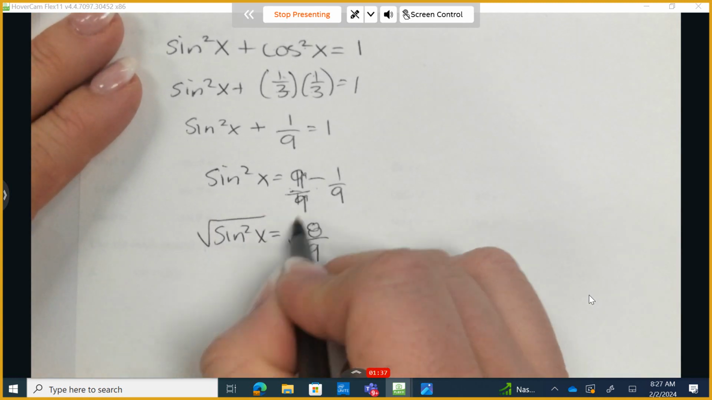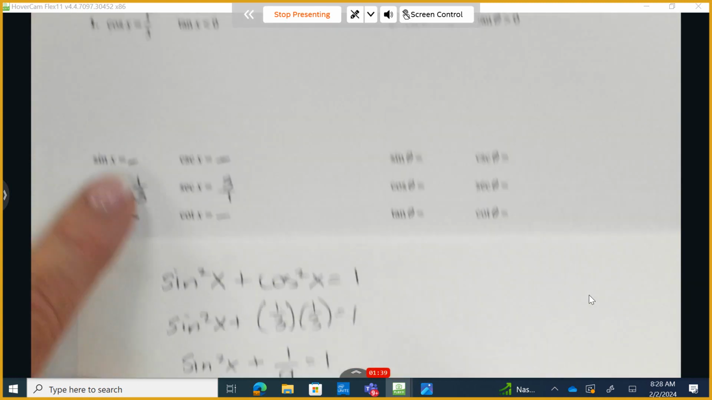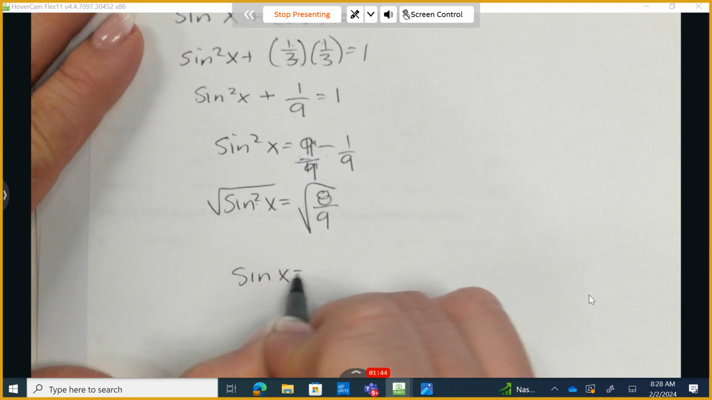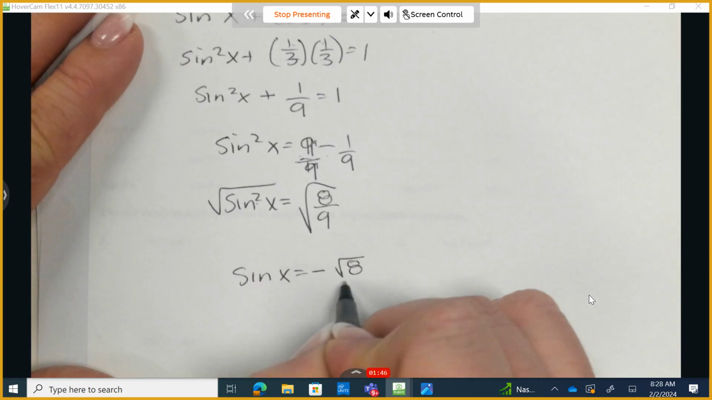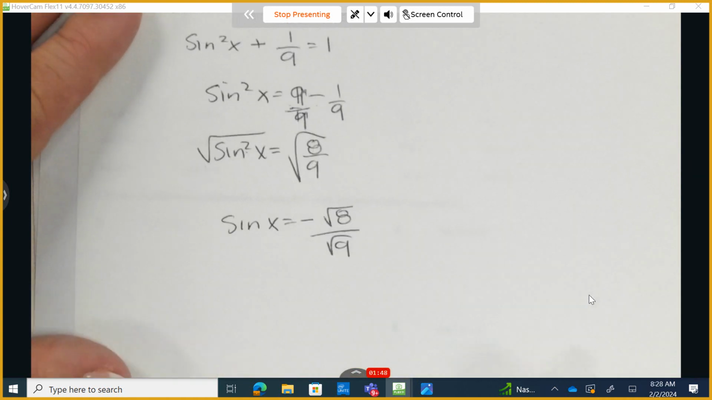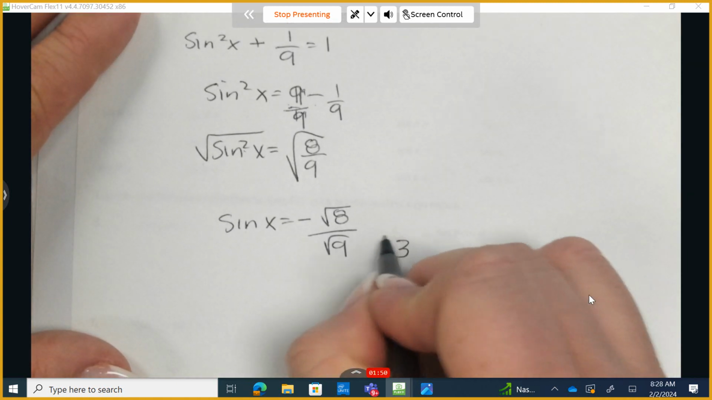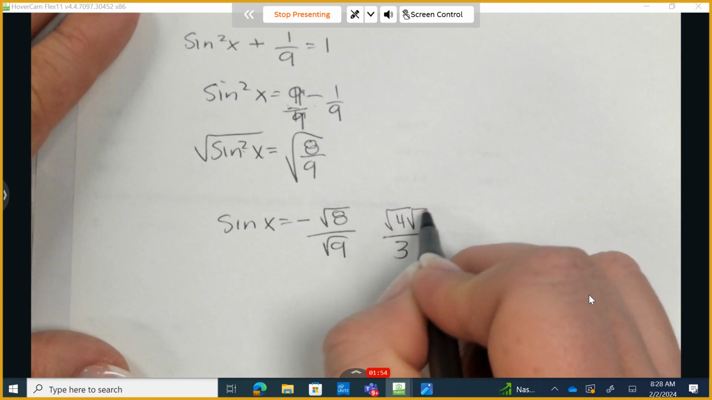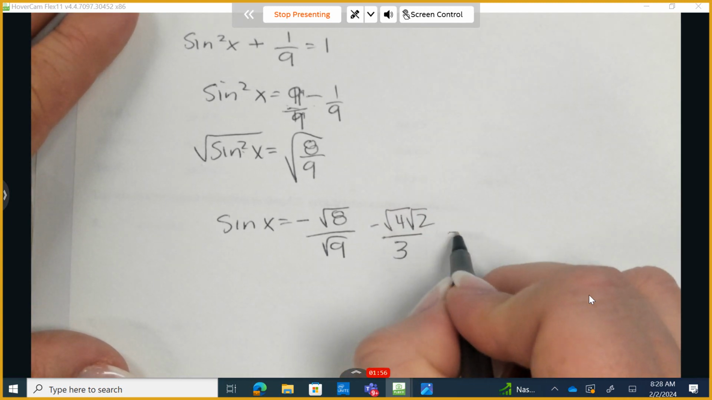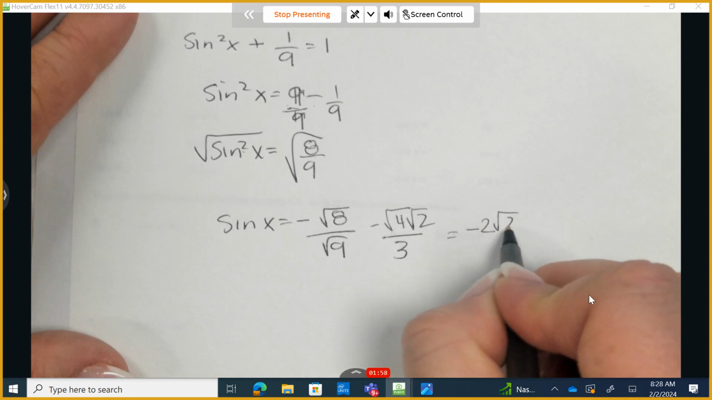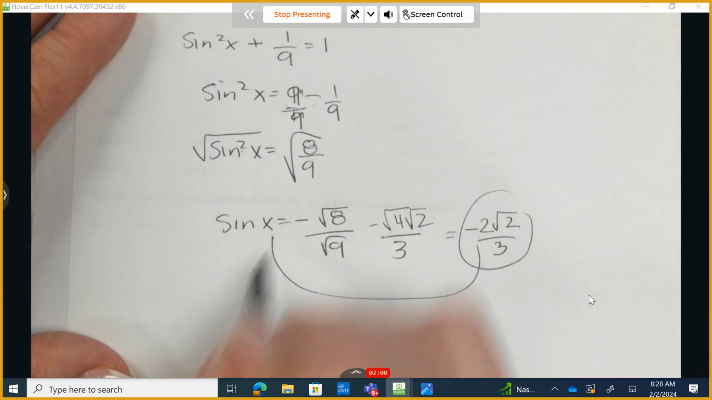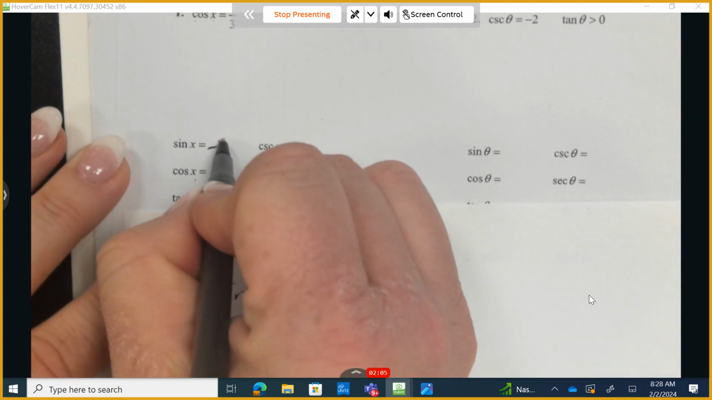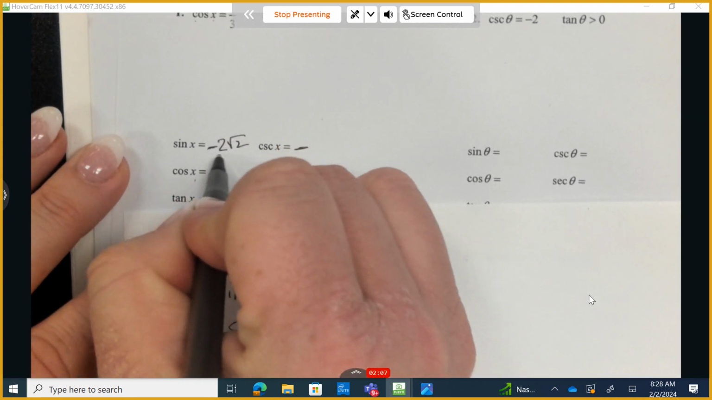So I'm going to take the square root. Normally we would say there's a plus or minus, but remember, we've already determined that sine is just going to be negative. So the sine of x is equal to negative the square root of 8 over the square root of 9. Now the square root of 9 is 3, but I need to rationalize 8. So I'm going to break it down to the square root of 4 times the square root of 2. So I have negative 2 radical 2 over 3. This is the sine. I'm going to go up top and do negative 2 radical 2 over 3.